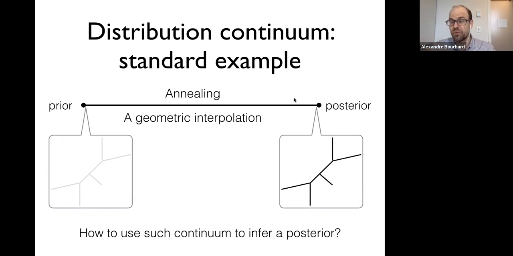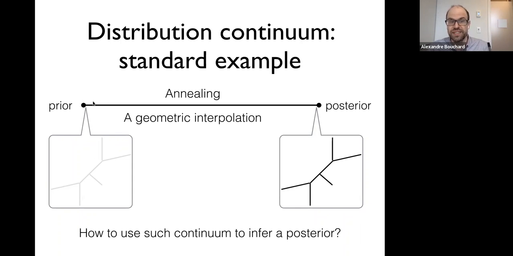So the standard example, but we're going beyond that as well, is annealing. You can imagine at one end you have the likelihood of the tree that's toned down all the way to 0, so you just have the prior distribution. And the other extreme is the posterior. Often the prior is something we can sample from IID.